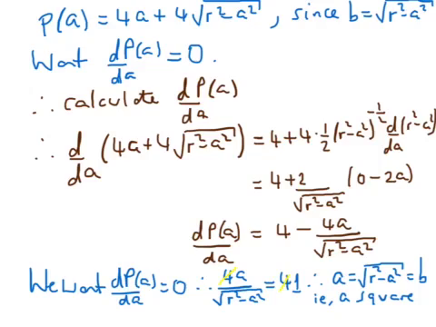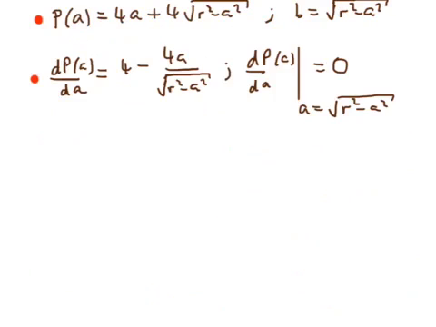So what I'd like to do on the next slide is to actually show that this is a maximum by calculating a second derivative. But let's just notice here that the important equations that we're going to need are our equation for the perimeter as a function of a, and also the first derivative, because to show that this is a maximum I'm going to calculate a second derivative. So I'll write out this equation and this equation at the start of the next slide.